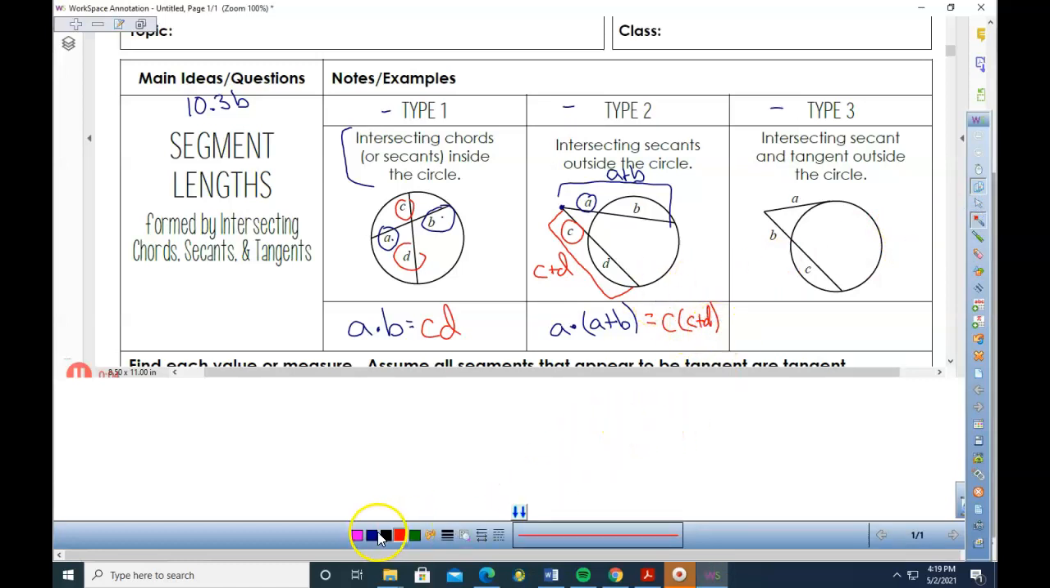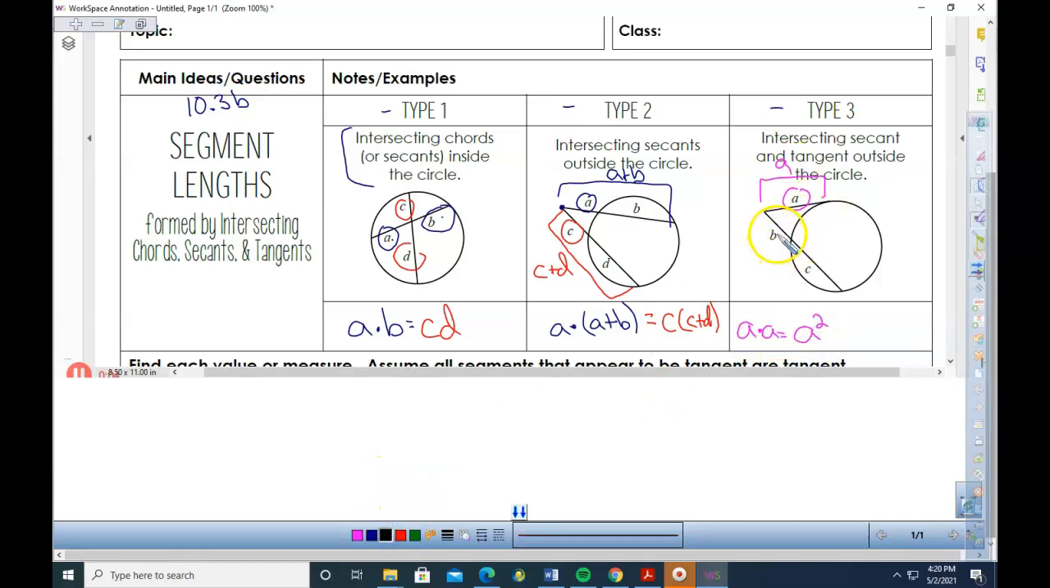Now let's look at one more case. What do I do if one of these lines is a tangent? Well, so far I've been doing a piece of line times another piece of line, or a piece of line times the whole thing. Well, this one I'm going to do A times the whole thing. The whole thing is just A. So it's A times A, which is A squared.